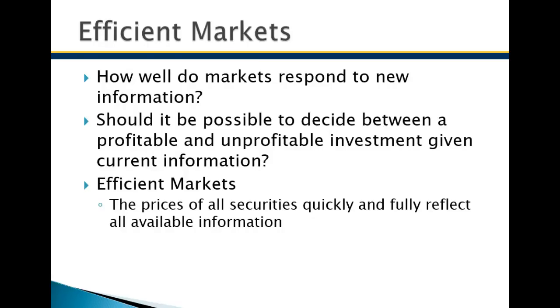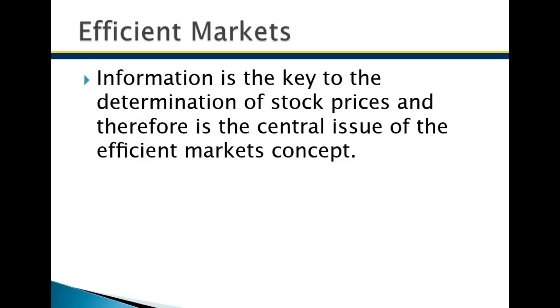So that's basically saying that everyone has common sense and the appropriate skills to digest and understand the information, set an intrinsic value for the stock, and then buy or sell the stock according to where it's currently trading at. Okay, so the key to determination of the stock price, and therefore the central issue of the efficient market concept, is information. So information is the key. Who has it? How effective are they interpreting it? And do they actually make a decision based on it?